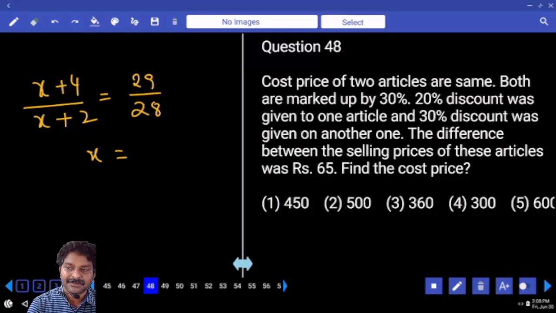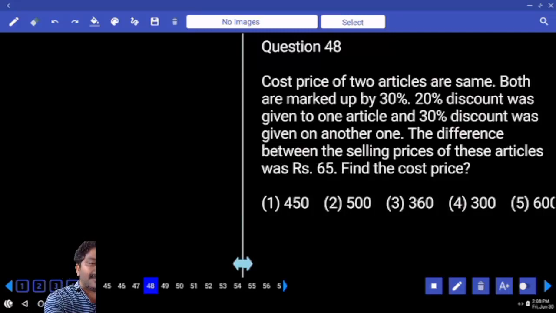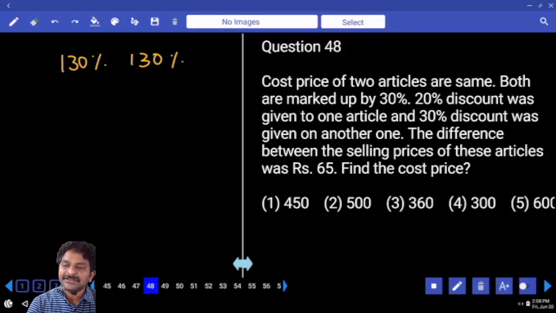Next. The cost price of two articles are same. Let's say both 100%. Both articles are marked up 30%. That means market price becomes 130% each. Both are marked 30% above. 20% discount was given on the one article and 30% discount was given on the another article. Difference between selling prices of these articles was 65. Find the cost price, right?